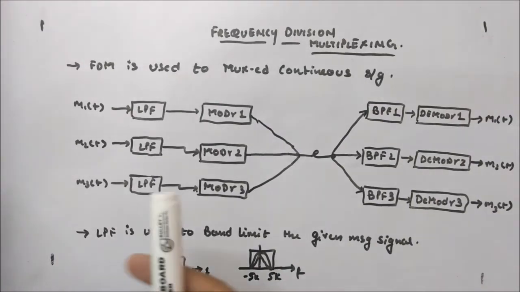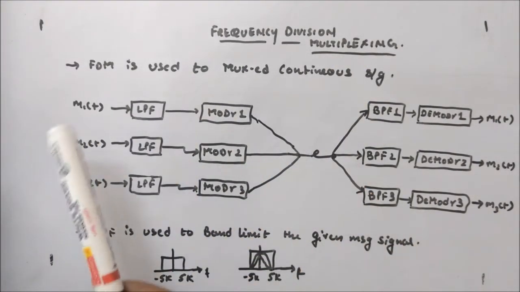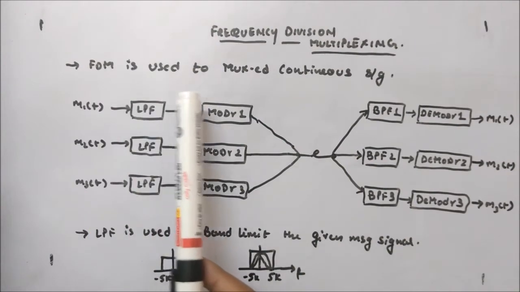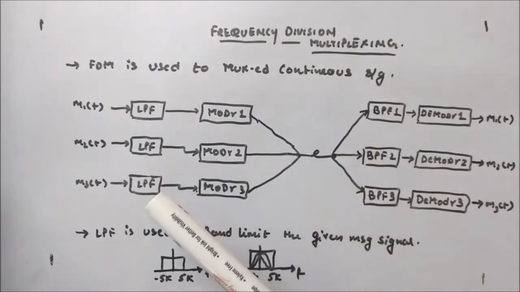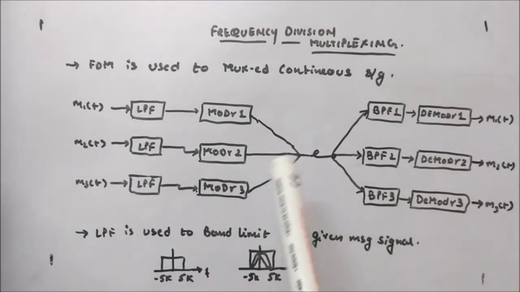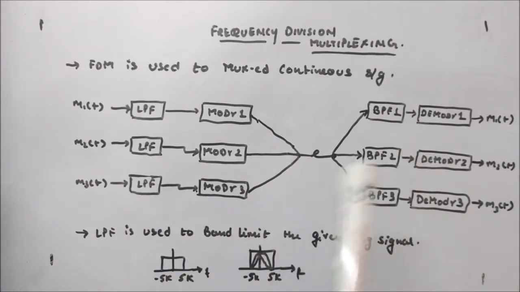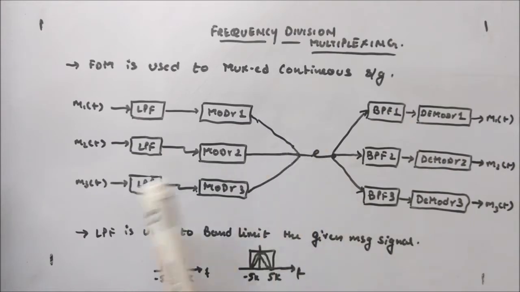Okay, let's move on to frequency division multiplexing. Frequency division multiplexing is used to multiplex continuous time signals. So basically, at a time you can transmit more signals rather than only transmitting one.